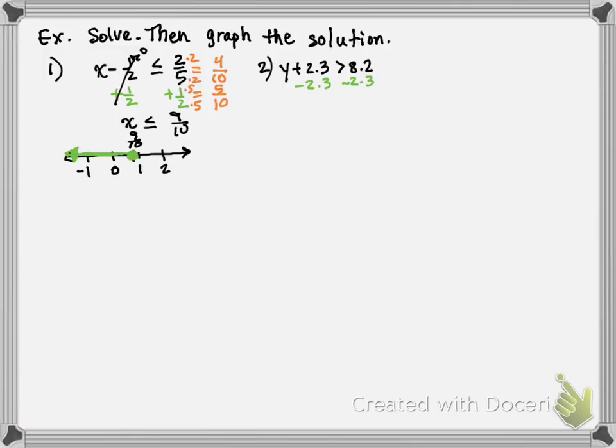And then what happens is that 2.3 take away 2.3 zeros out, leaving us with y is greater than, and now we're going to have to do a little renaming. Bring that decimal point down. 12 take away 3 is 9, and 7 take away 2 is 5.